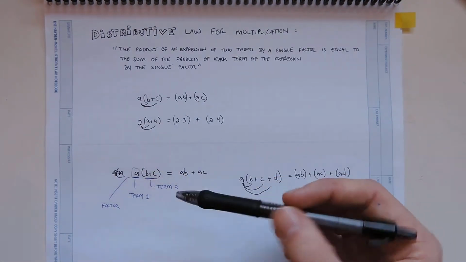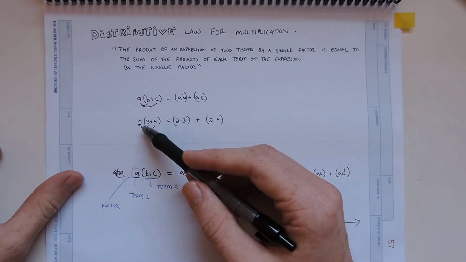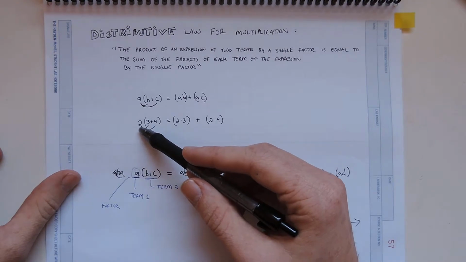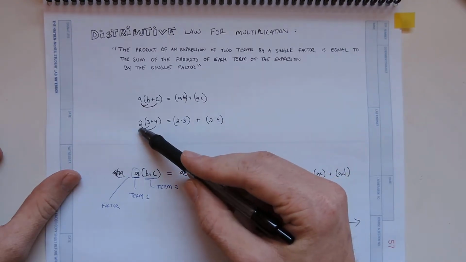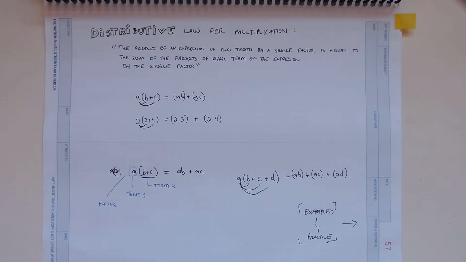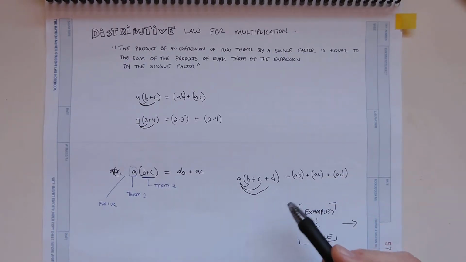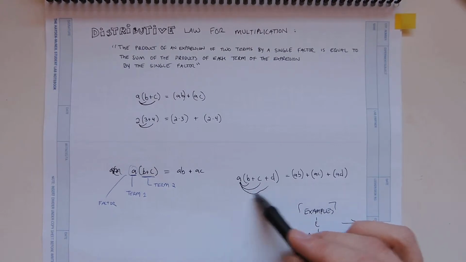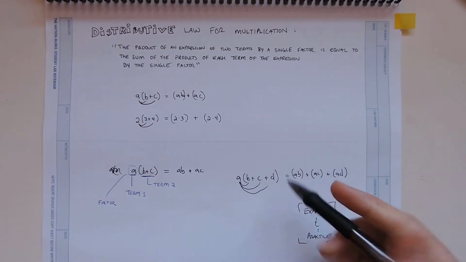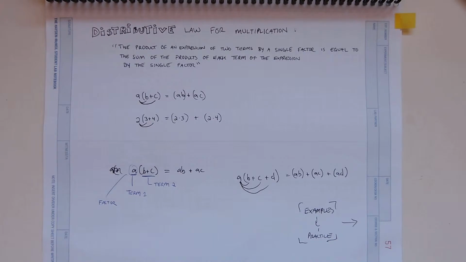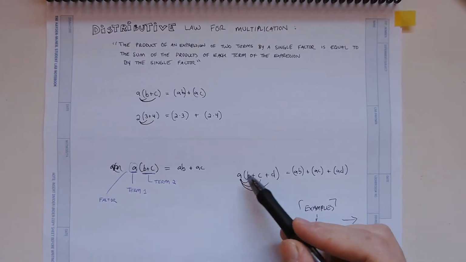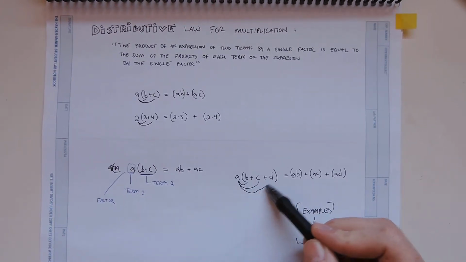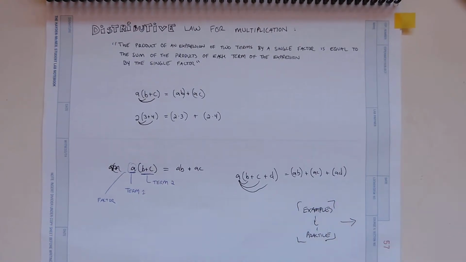So in real numbers, we can see this is 2 times 3 plus 2 times 4. It's super easy. So we have the factor here, the two terms. We can think of it that way. Now this applies as well for two terms with 3 literals. This works. So we can think of this as A times B, A times C, A times D. And we add all those together.